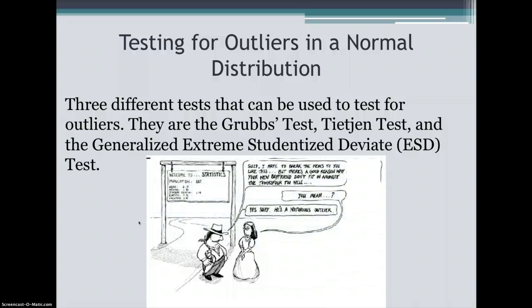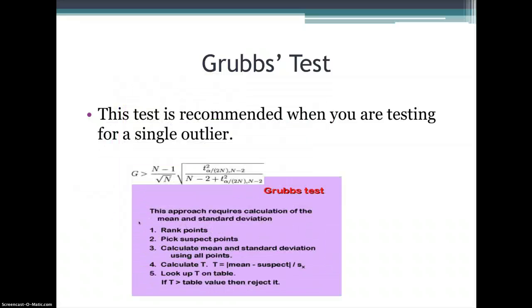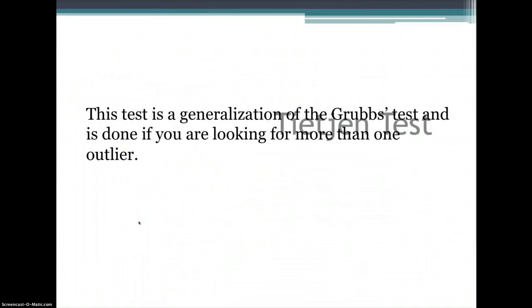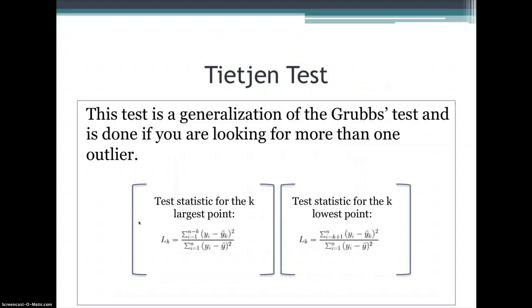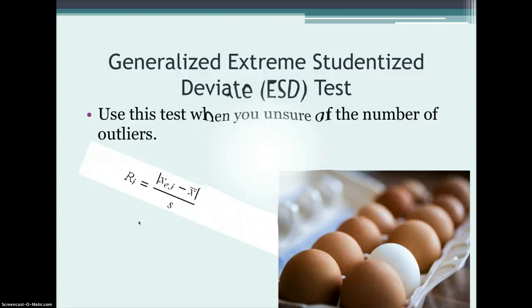There are the Grubbs test, the Tietjen test, and the generalized extreme studentized deviate test. The Grubbs test is recommended when you're just testing for a single outlier. The Tietjen test is a generalization of the Grubbs test and is done if you're looking for more than one outlier. The last test, the generalized extreme studentized deviate test, is used when you're unsure of the number of outliers.